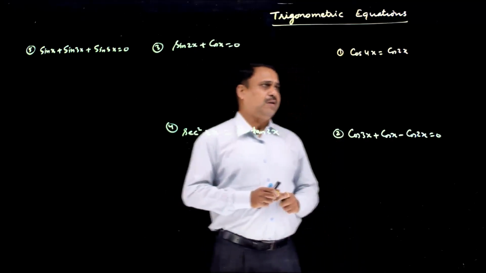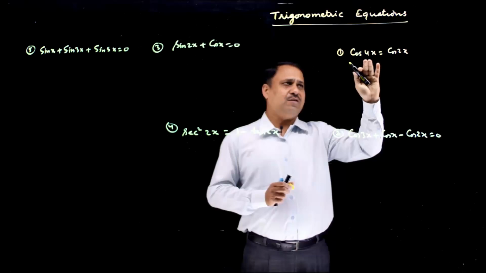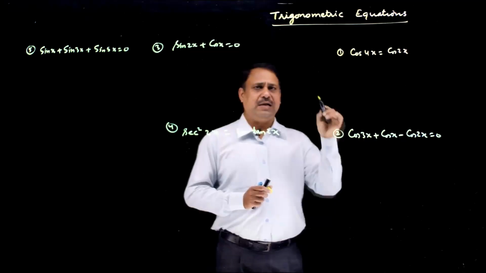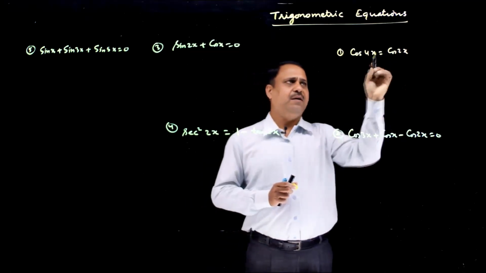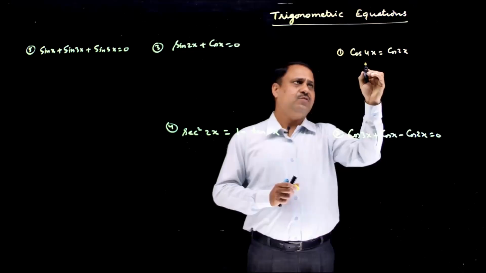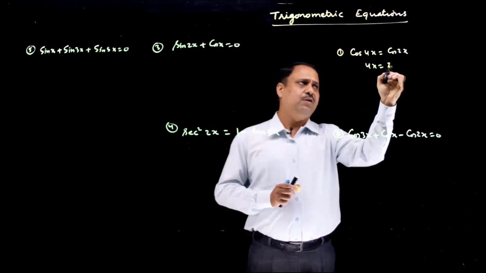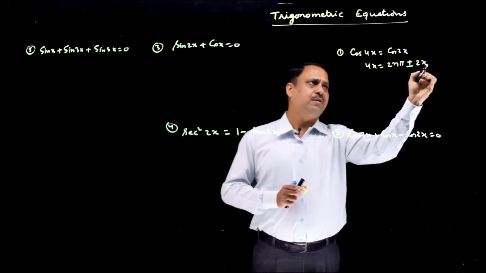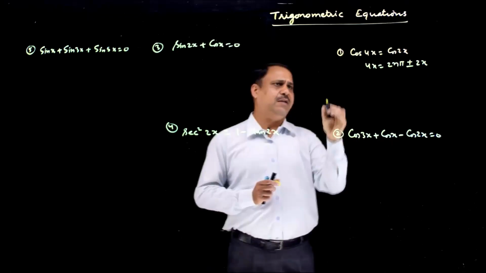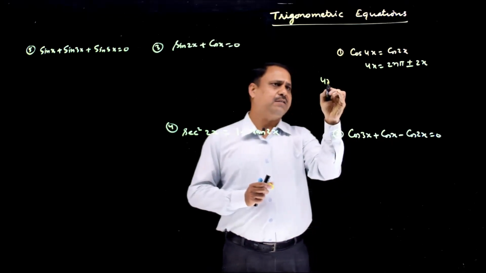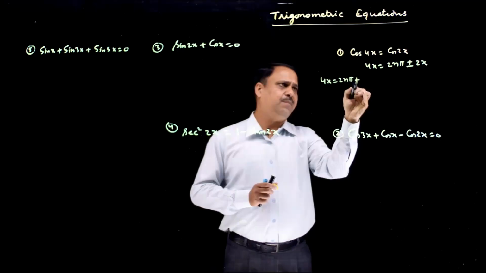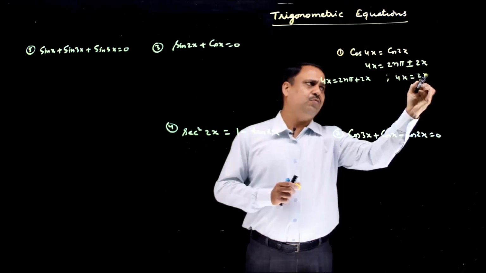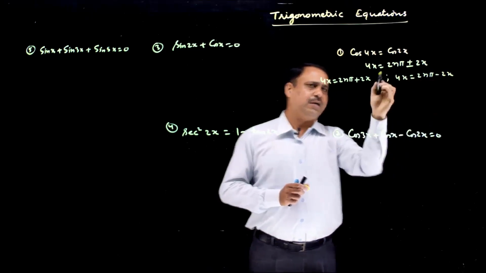So cos, directly you can utilize here: cos theta is equal to cos alpha. If cos theta is equal to cos alpha, theta is equal to 2n pi plus minus alpha. Here this is the theta, this is alpha. So 4x is equal to 2n pi plus minus alpha, which is 2x. Once you use plus sign, once you use minus sign. So you will have 4x is equal to 2n pi plus 2x, and once you can write 4x is equal to 2n pi minus 2x.